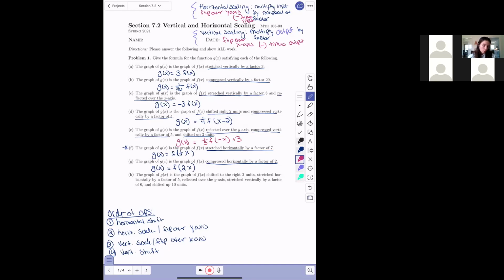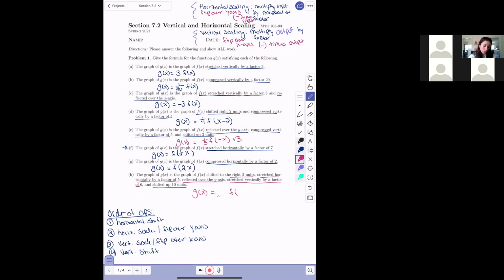Okay, moving on to H then. The graph of g of x is the graph of f of x shifted to the right 2 units, stretched horizontally by a factor of 5, reflected over the y-axis, stretched vertically by a factor of 6, and shifted up 10 units. Okay, there's a lot there. Let's just go down our list of order of operations. So we'll have g of x is equal to f of something, because we might be multiplying by something here.